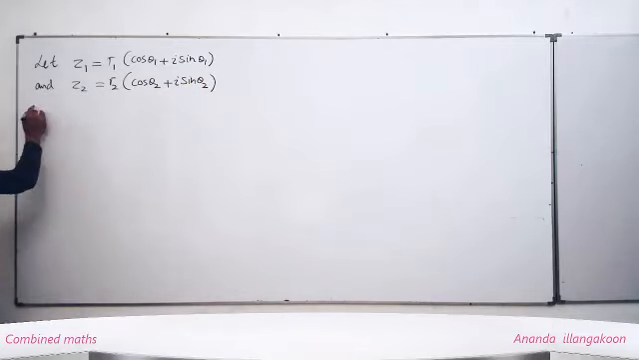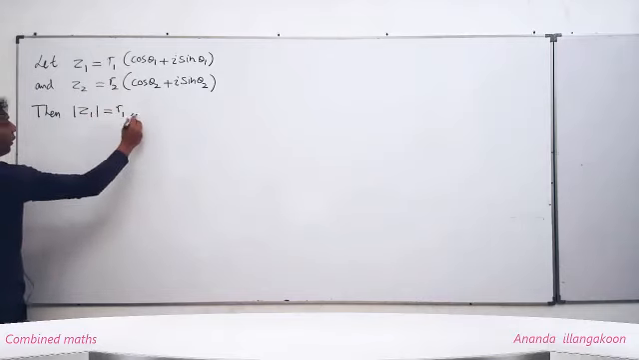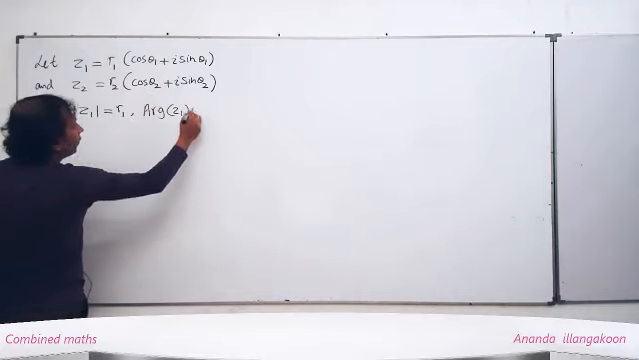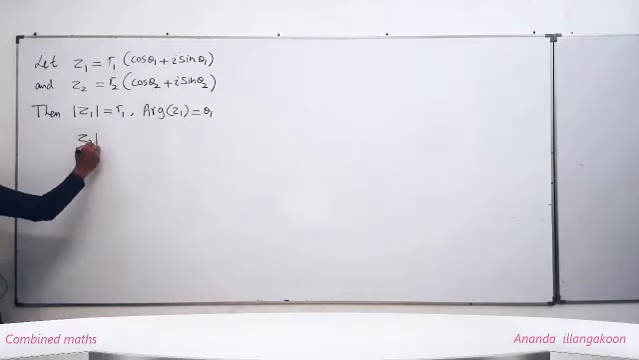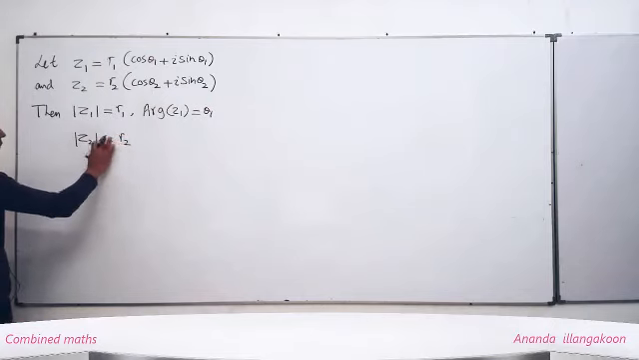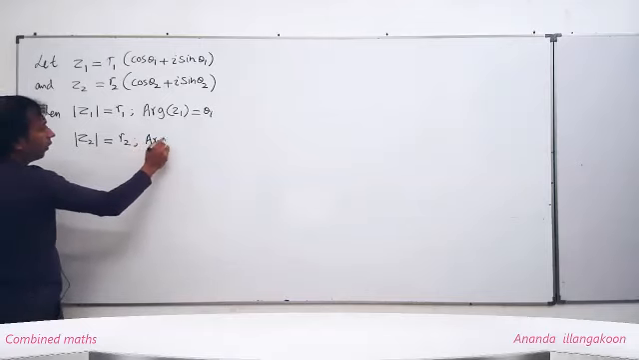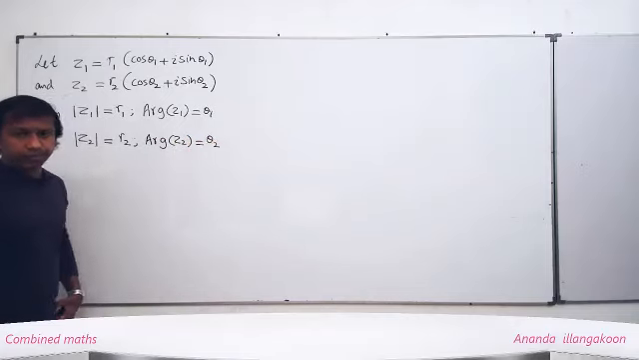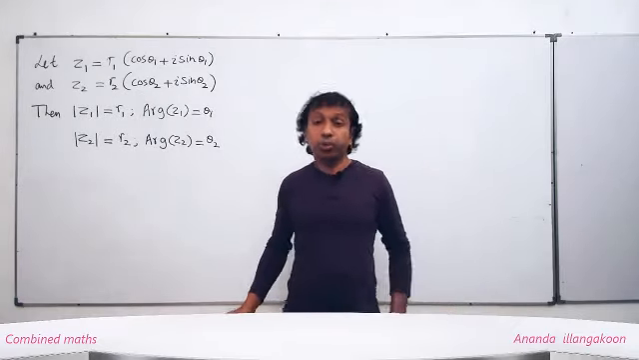Then you can very clearly see that the modulus of Z1 is R1, no? And the argument of Z1 is theta 1. Then mod Z2 is R2, and arg Z2 is theta 2. This we have. Now let's see what the product Z1 Z2 is in polar form.